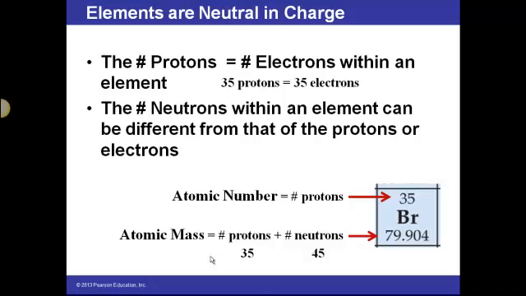Elements in their fundamental units or bases are neutral in charge. What that means is that the number of protons has to equal the number of electrons within an element. So if an element has 35 protons, like bromine does, it also has to have 35 electrons. They have to balance each other, so the charges have to end up being neutral. The number of neutrons within an element can be different from that of protons or electrons because the neutrons are neutrally charged, so they don't have to balance anything. Our atomic number that is listed on the periodic table describes the number of protons within an element. Any element in its elemental state then also has that same number of electrons.